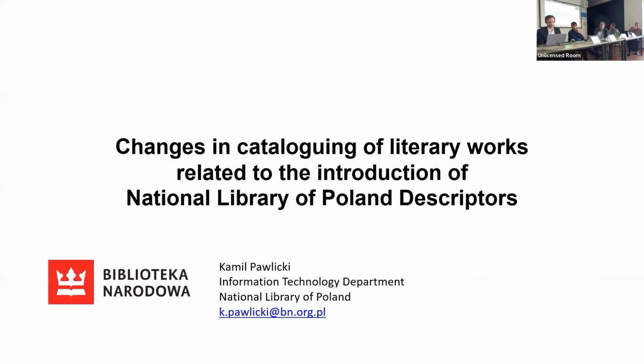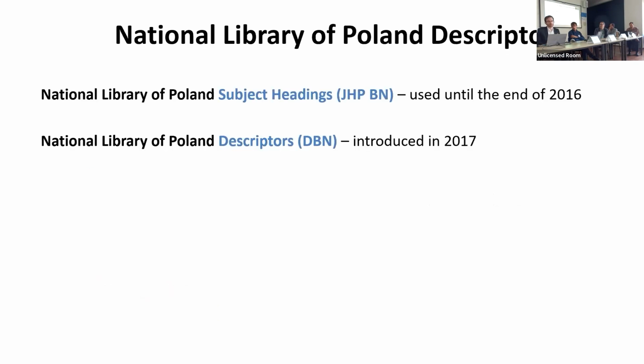I would like to talk about some aspects of changes which we made in the last 2 years in the National Library of Poland, which are connected with the introduction of the National Library of Poland descriptors, and especially in the context of cataloging of literary works. So we have changed our subject description system. The previous one was called National Library of Poland subject headings, and the new one is called National Library of Poland descriptors. I will be using Polish abbreviations for those two.